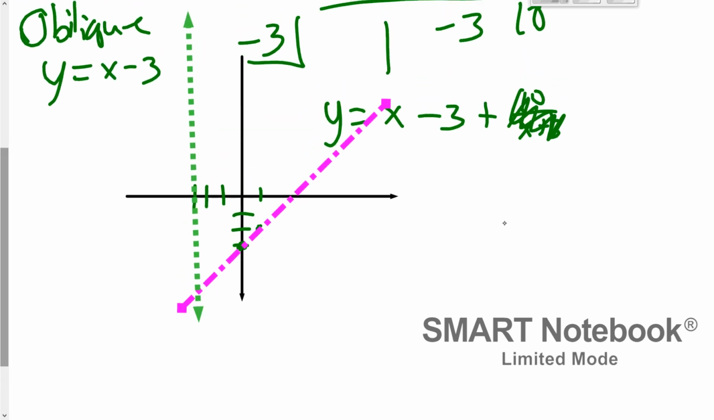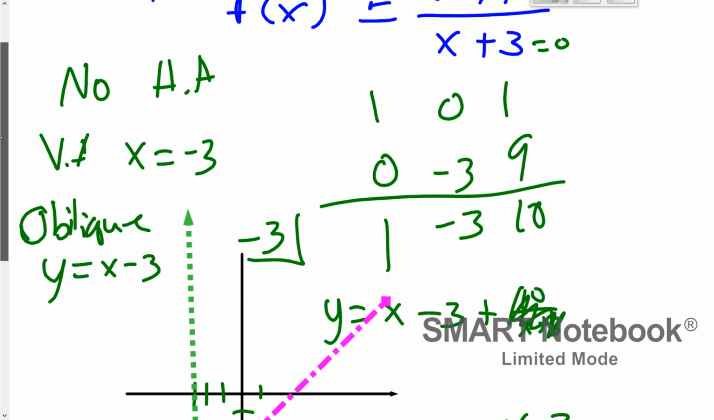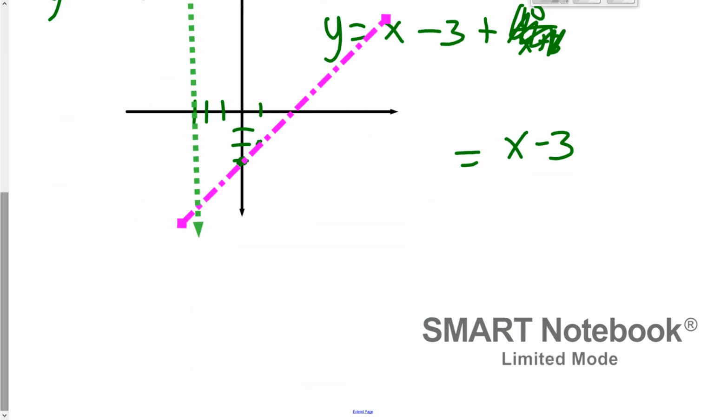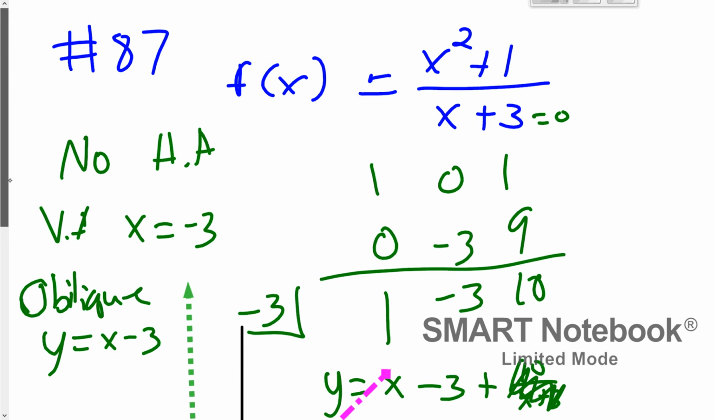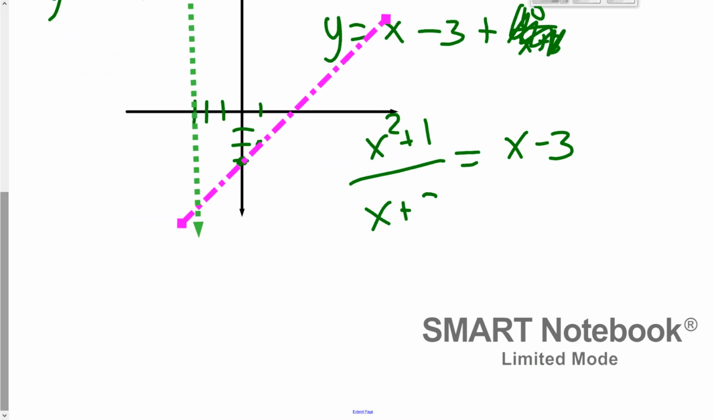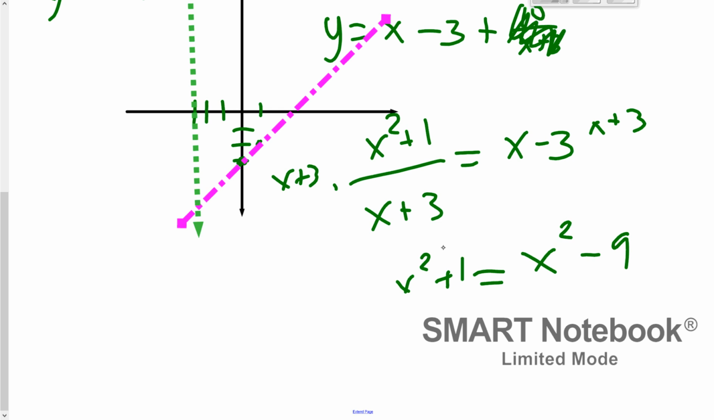We would set x minus 3 equal to our fraction to see if it crosses that oblique asymptote or not, x squared plus 1 over our denominator, which is x plus 3. So when we multiply by the denominator, x plus 3, that's a conjugate, so we get x squared minus 9 equals x squared plus 1. So the x squareds are going to cancel out. So no, it does not cross because I get 1 equals negative 9. So it's not going to cross. Awesome.